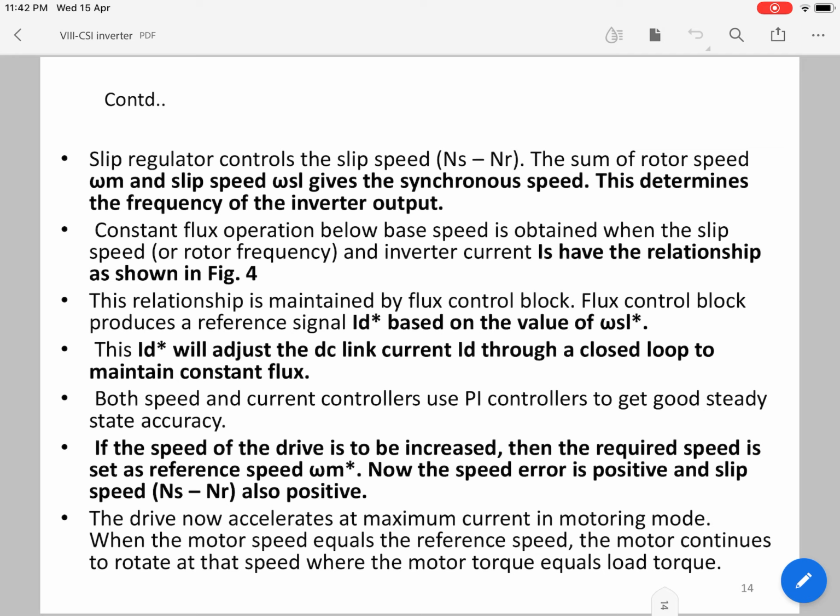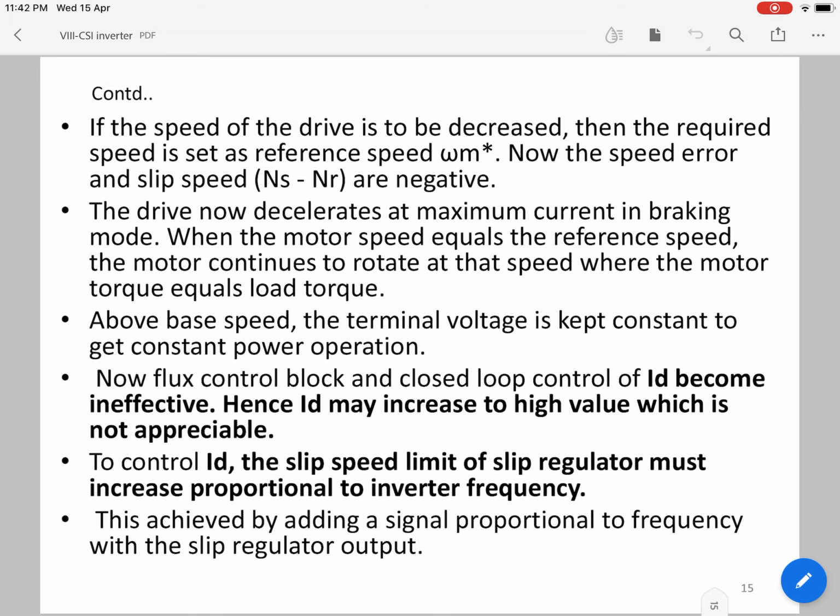If the speed of the drive is to be increased, then the required speed is set as reference speed omega m star. Now the speed error is positive and the slip speed ns minus nr is also positive. So the drive accelerates at maximum current in motoring mode. When the motor speed equals the reference speed, the motor continues to rotate at that speed where the motor torque equals the load torque.